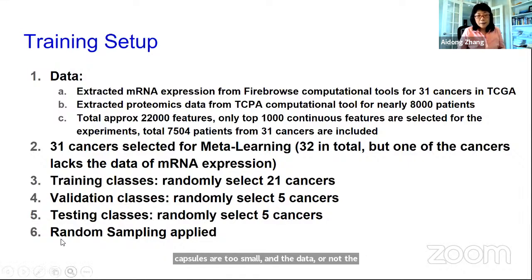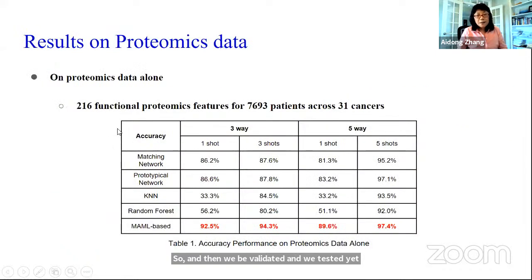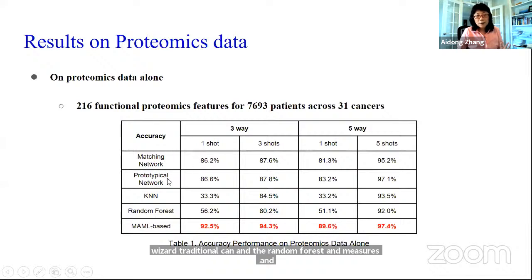So then we validated and tested it. Here are some of the results we got on the TCGA datasets, using proteomics data as features alone, with more than 7,000 patients over 33 cancers. And we compared with the traditional KNN and random forest methods and some of the meta learning methods.